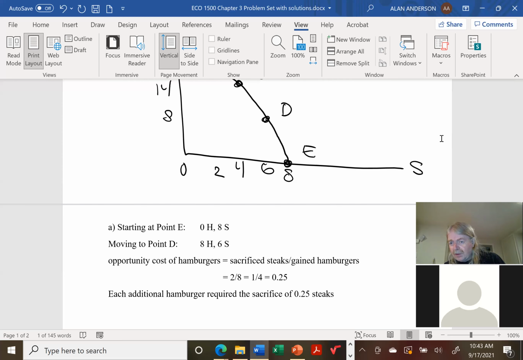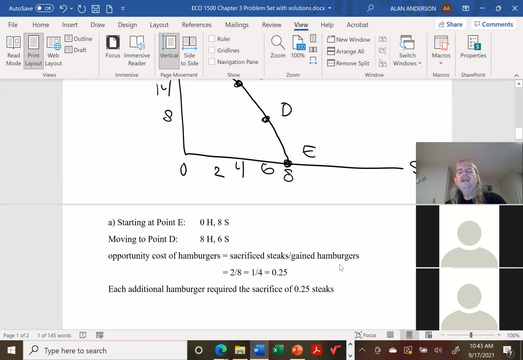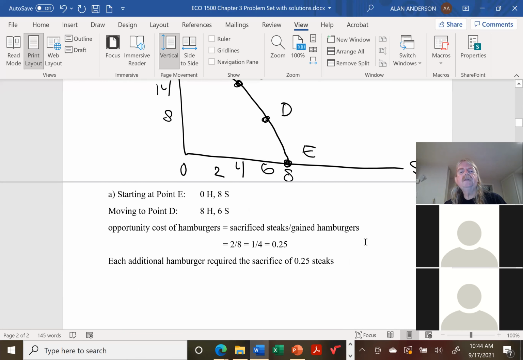Okay, Mills, go ahead. Yeah, so just to clarify, if you're looking for the opportunity cost of the hamburgers, you want the hamburgers to be the denominator in that equation, right? That's exactly right. Okay, thank you. It always works that way. Whatever you're losing goes in the numerator, and what you're gaining goes in the denominator. And that never changes. Exactly. So now let's go from D to E. Sorry, D to C.